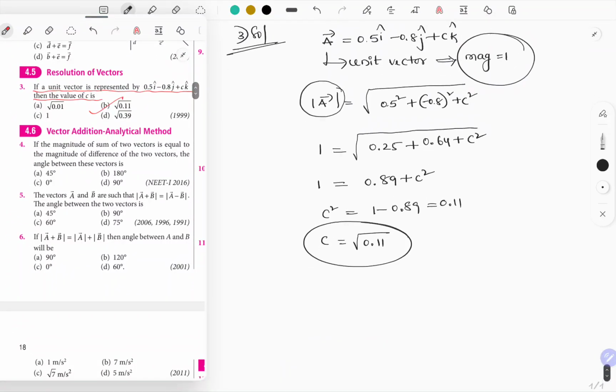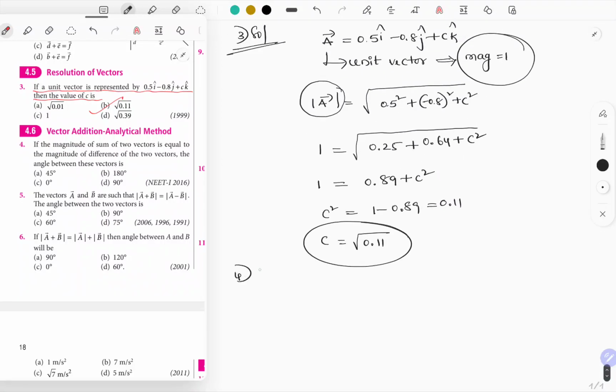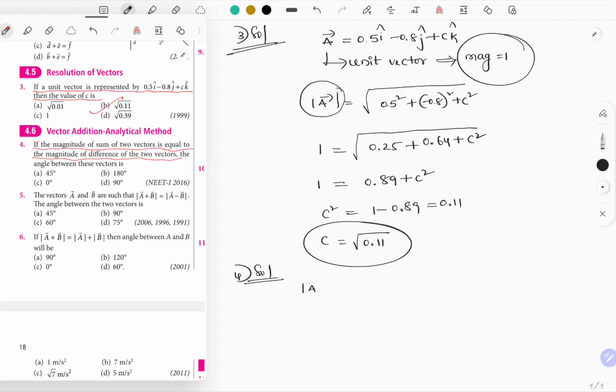Next, question number 4. So what is the question they have given? If the magnitude of the sum of two vectors is equal to the magnitude of the difference of two vectors. Look at the observation, so try to understand. Let me assume A bar and B bar are two vectors. The magnitude of their sum is equal to the magnitude of the difference of those two vectors. Understand the terminology. Whatever they have given, I did substitute exactly.